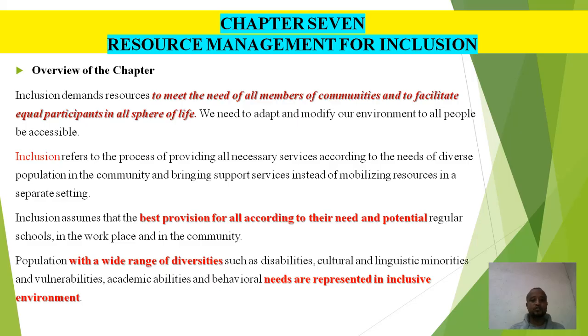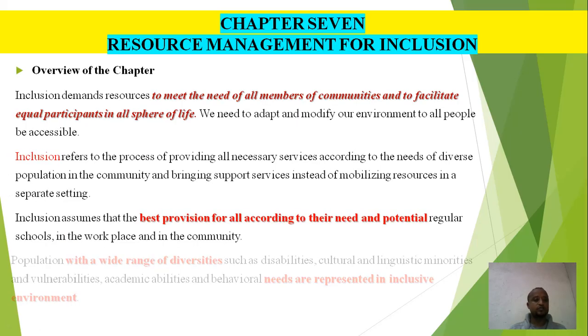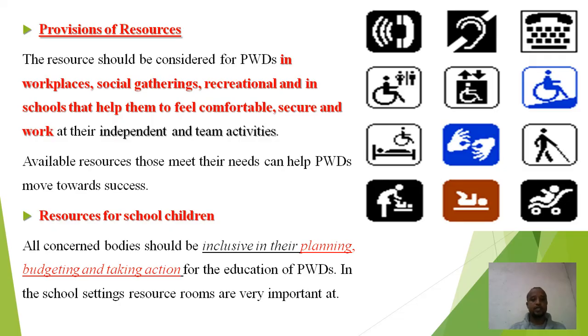And inclusion assumes that the best provision for all according to their need and potential is in regular schools, in the workplace and in the community. So best provision for all should be there in line with what? According to or in line with the need and potential. Creating provision centered on need and ability is good. So when it becomes need based, things become smooth. Population with a wide range of diversities such as disabilities, cultural and linguistic minorities and vulnerabilities, academic abilities and behavioral needs are represented in inclusive environments. So there is a wide range of diversity. These wide range of diversities become a means for accommodating different demands and desires. Where there are many needs, there must be wide conditions, contexts and provision situations.